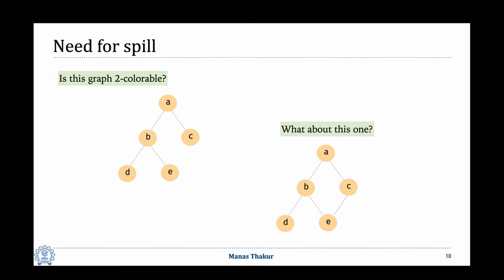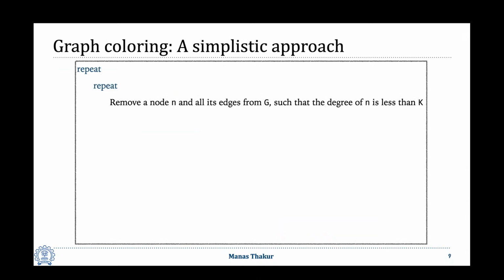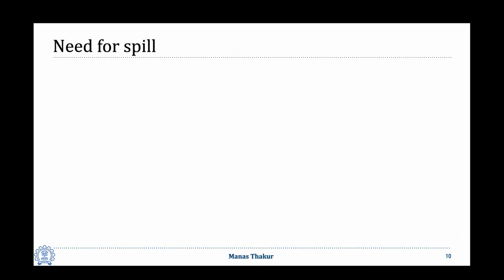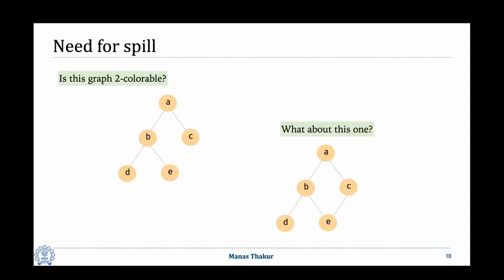And then can you remove any of them? No, which means you would mark all of them for spilling. That's what our algorithm said here, right? If G is not empty, then take a node M and all its edges out of G and mark one of them for spilling. That's why it's not so poor, but it says take one of them and mark it for spilling. So once you remove D here, we have A, B, C, E left. It says take one of them and mark it for spilling. Which one? Let's choose one. B. So let's take B and mark it for spilling.